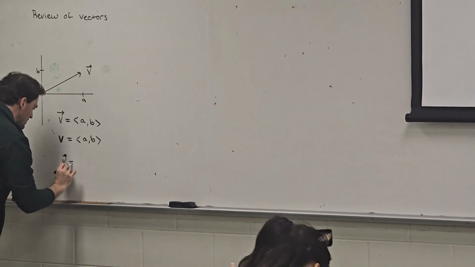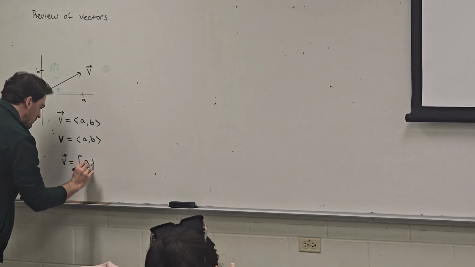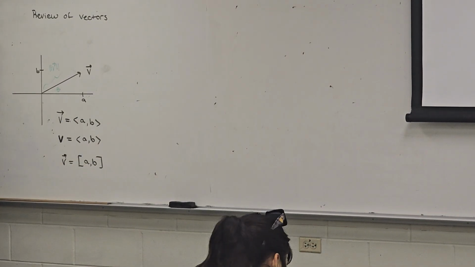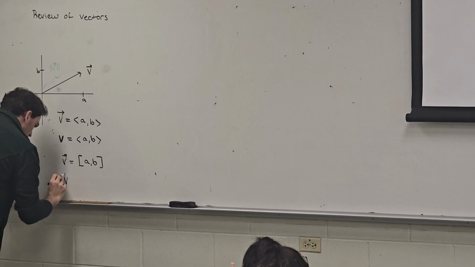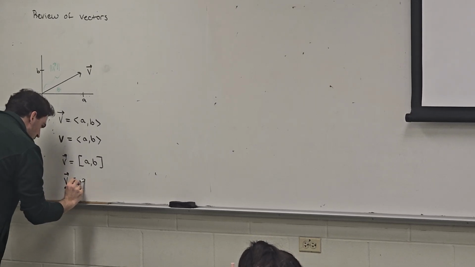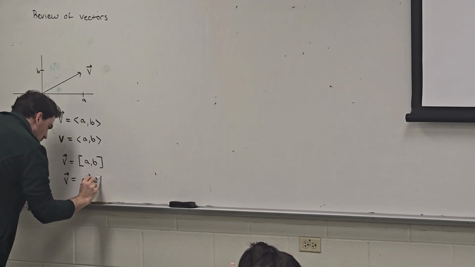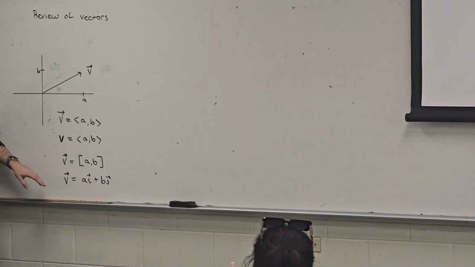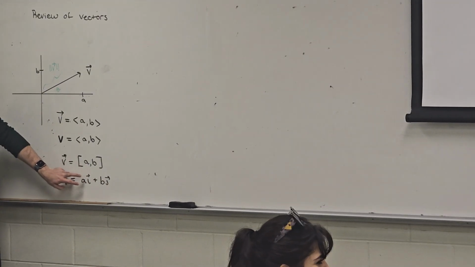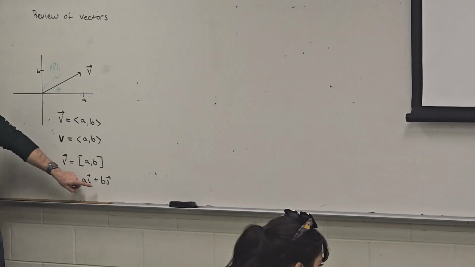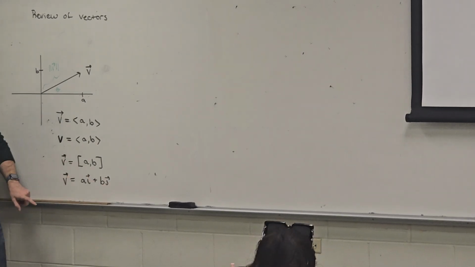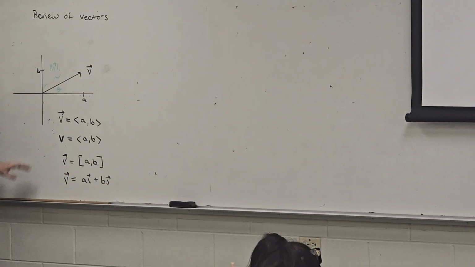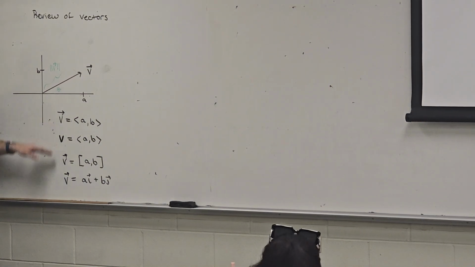Those pointy brackets don't mean anything different between square brackets like that. All of those are talking about the same vector. Lastly, you can use that ij notation. So this i vector represents the vector 1, 0. This represents the vector 0, 1. But same thing, however you want to write it. The questions that you'll be presented with could be written in any form.